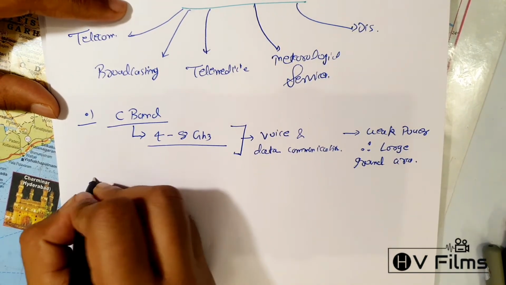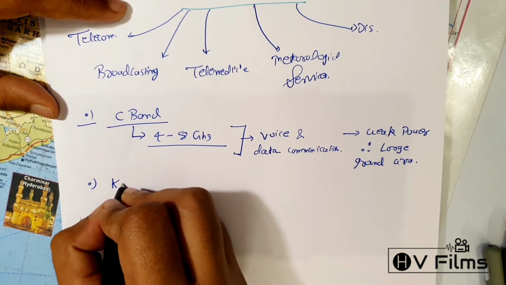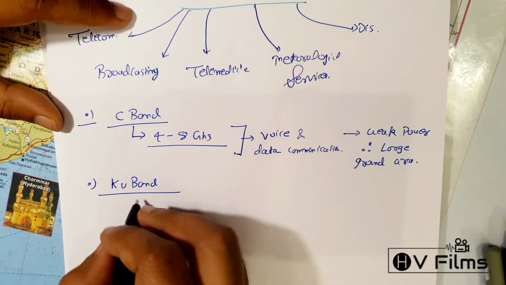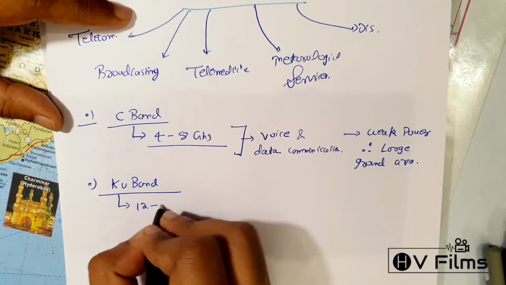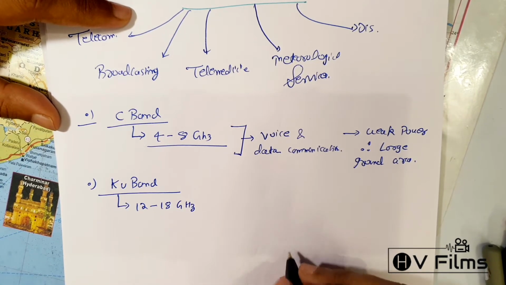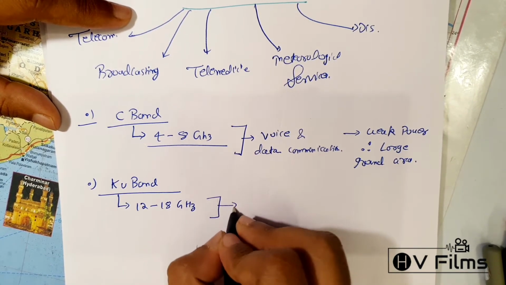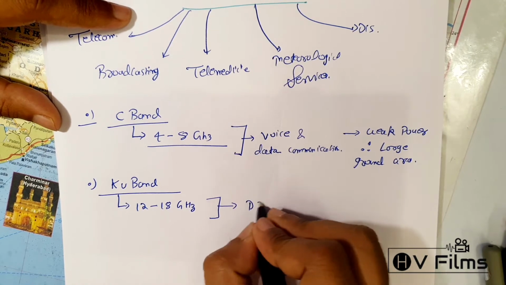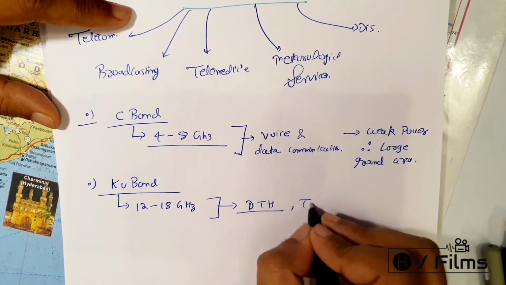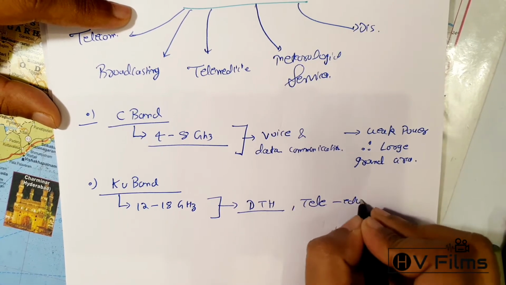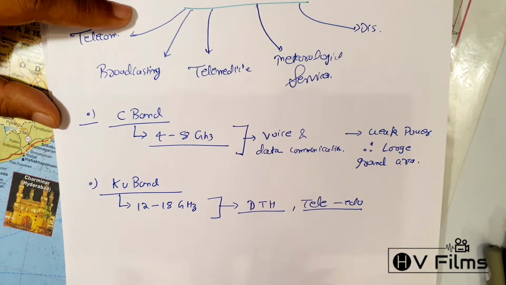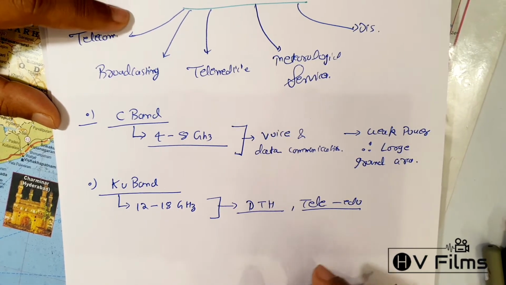And the next band is what we call the Ku band. Now the Ku band operates at 12 to 18 gigahertz. Because of this, it is typically used for the DTH that we use at home, right? The DTH or tele-education, it can be used for this, and because it uses a higher power, the size of the antenna is pretty much smaller.